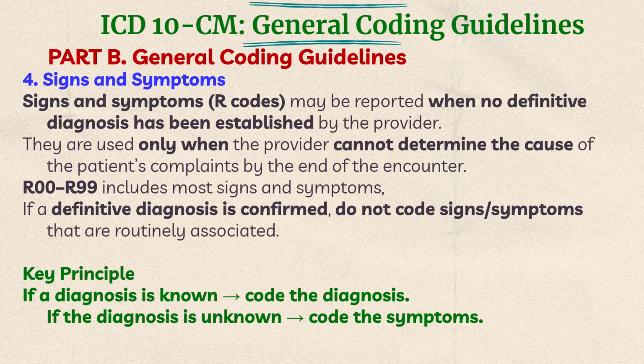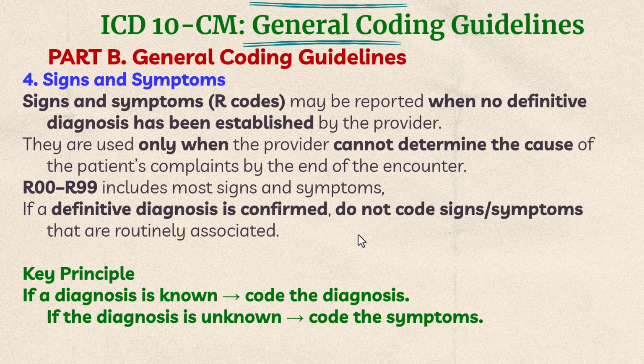Number 4, signs and symptoms. Signs and symptoms, that is R codes, may be reported when no definitive diagnosis has been established by the provider. So they are used only when the provider cannot determine the cause of the patient's complaints by the end of the encounter. The R00 to R99 includes most signs and symptoms. So if a definitive diagnosis is confirmed, do not code signs or symptoms that are routinely associated.